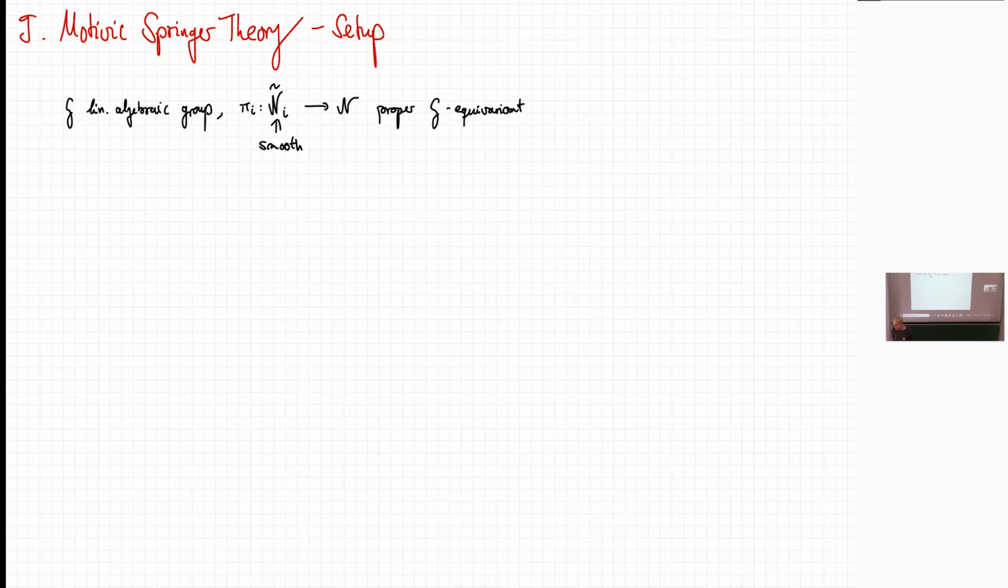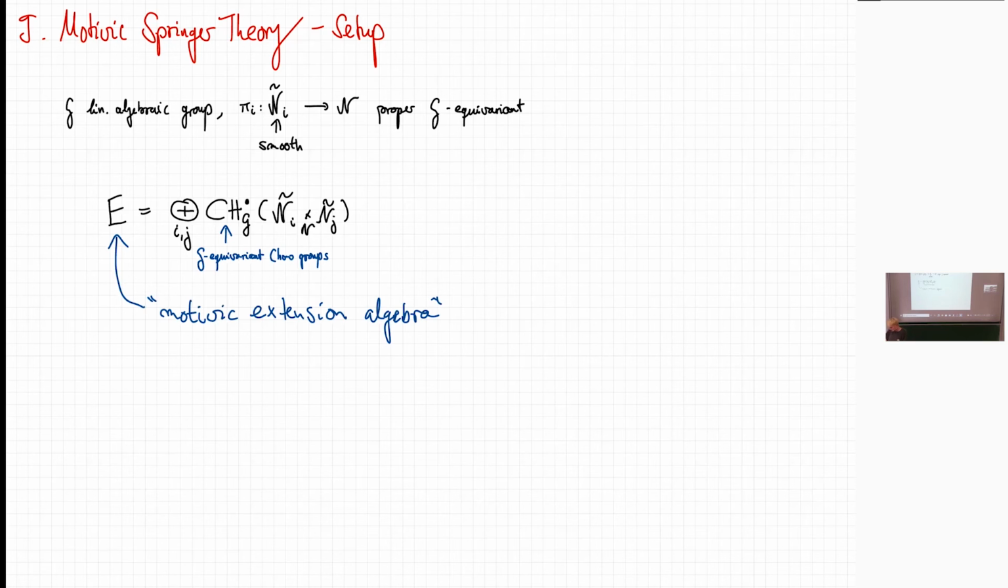They are all smooth, and they sit properly over N. And also everything is G-equivariant. G acts on all of those spaces and the maps are G-equivariant. Yeah, this is, for example, the case if you have the Springer resolution. Then G would be the GL_n, or you can even add the G_m or scaling factor as well if you want.